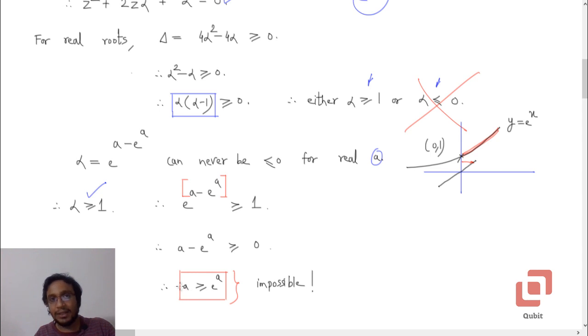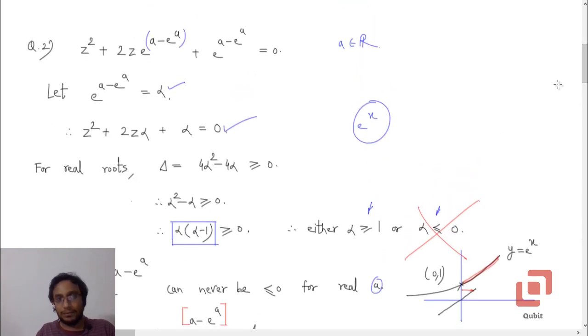For any real number a, it can never be greater than or equal to e to the power that number, and because this is impossible, we have to conclude that this quadratic equation has real roots for no real value of a. So if you had marked that option, then you will get 3 marks. Okay, so this was question 2.